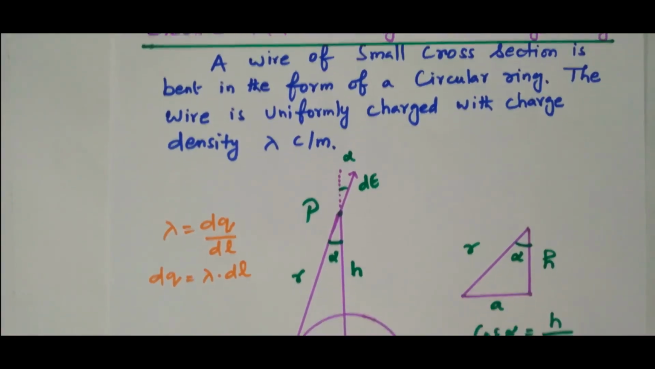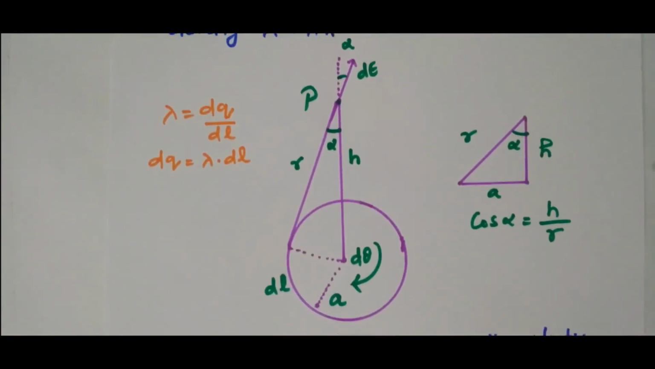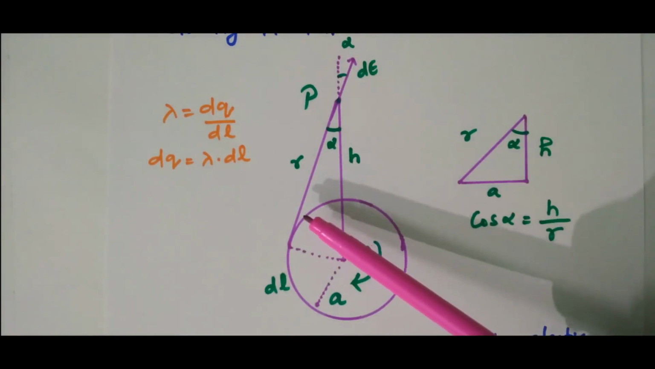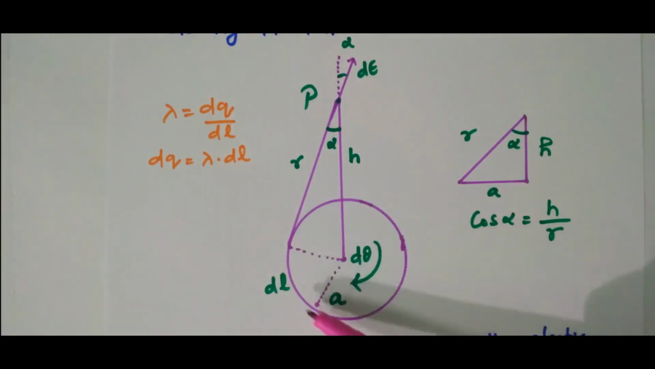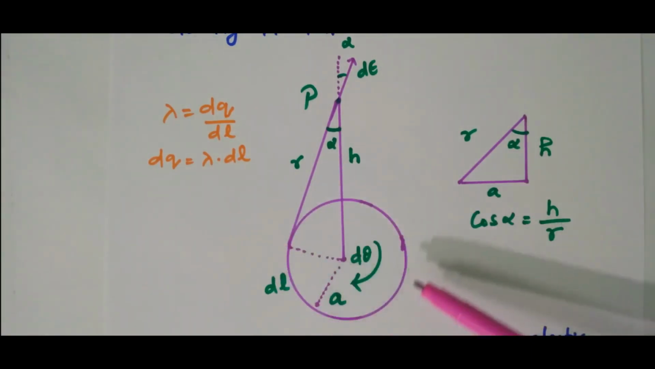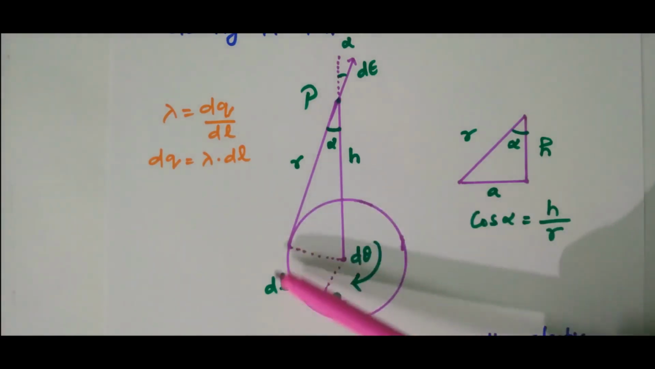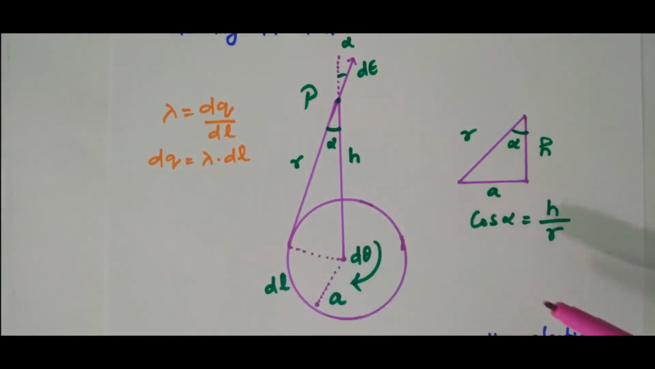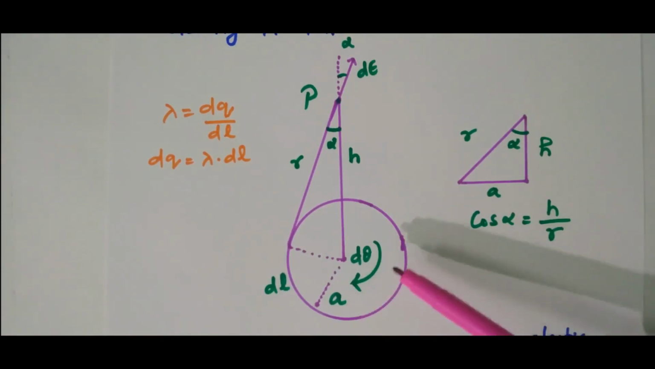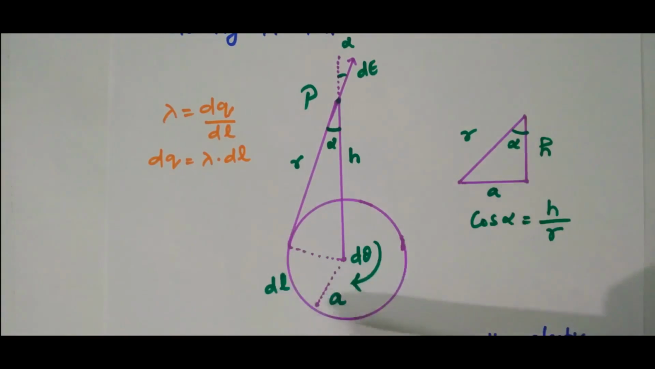Now we'll refer to the diagram. One lengthy wire is available. Now the lengthy wire is joined together, two ends are joined together and form the charged ring. The radius is a meter. So the length of the wire is nothing but the circumference of this ring. Both are equal. The lengthy wire becomes the ring, so the circumference of the ring is equal to the length.